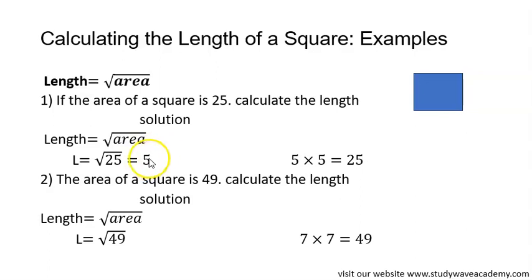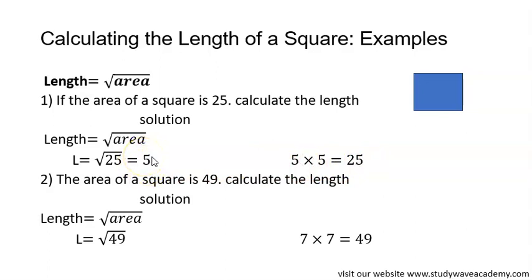Good. So you understand how we got 5, right? The length is equal to 5. Our answer is 5. We're looking for the length, and the length of a square is the square root of the area. The area is given, which is 25, and the square root of 25 is 5, because 5 times 5 will give you 25. So our answer is 5, okay?